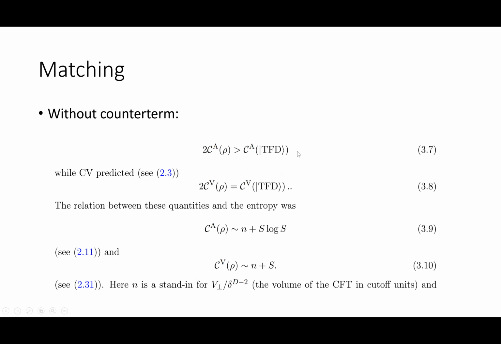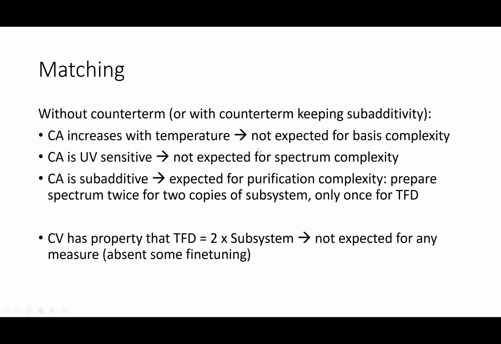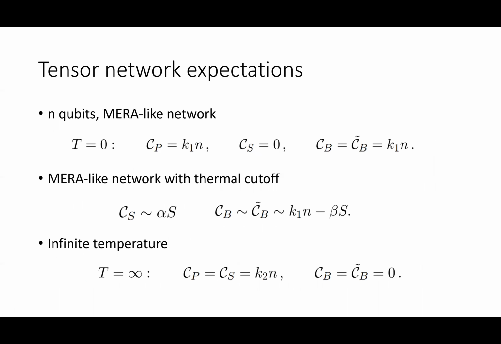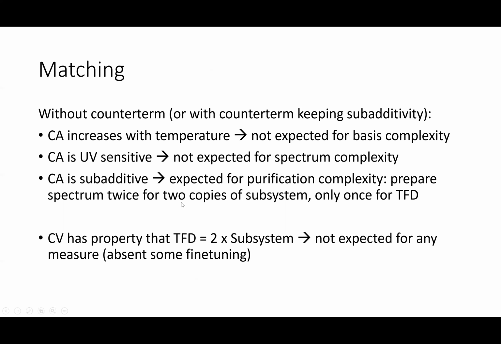Okay, thanks. So back to what I was saying, CA increases with temperature. That's not expected to happen for basis complexity. Remember, we said the basis complexity should decrease with temperature, roughly speaking. So it can't be basis. It's UV sensitive. That shouldn't happen for the spectrum complexity, so it doesn't seem like it's spectrum either. And it's subadditive, which we actually expect for the purification complexity, roughly speaking.